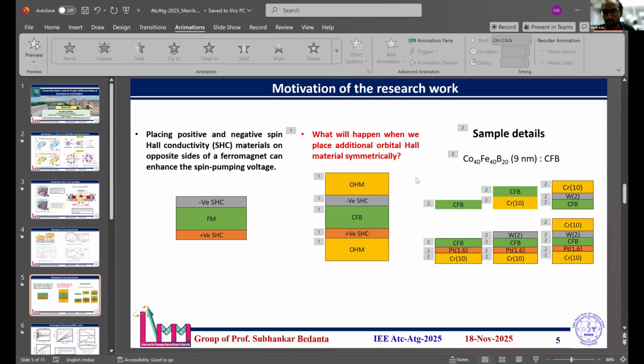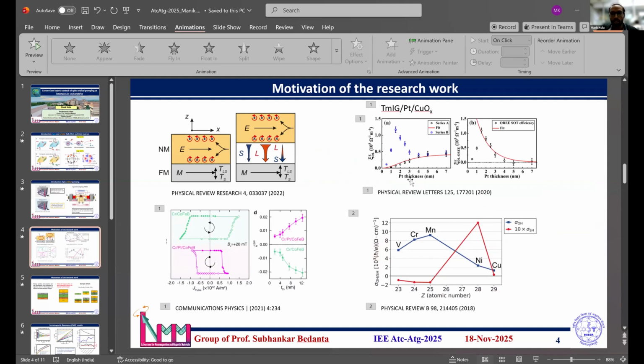I understand your question. Actually, if we increase the thickness of the tungsten and platinum, the effect of the orbital may be mitigated, because most of the current generated by the spin Hall effect will be dominant. So the orbital may not penetrate, and this conversion may not happen throughout the structure. I can show you the data here, so this can be understood.